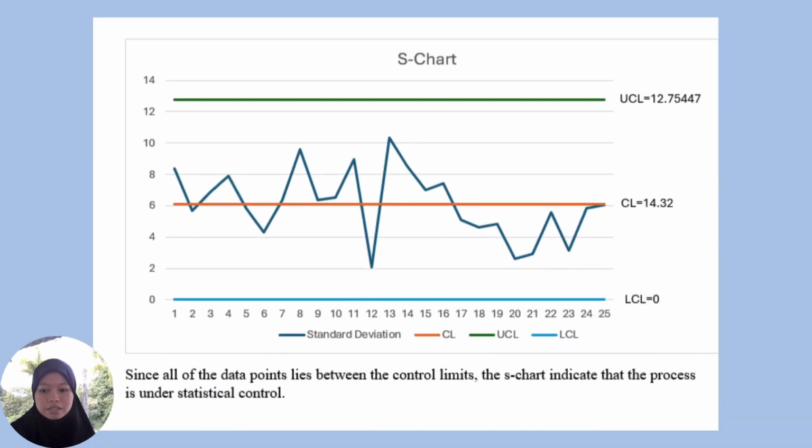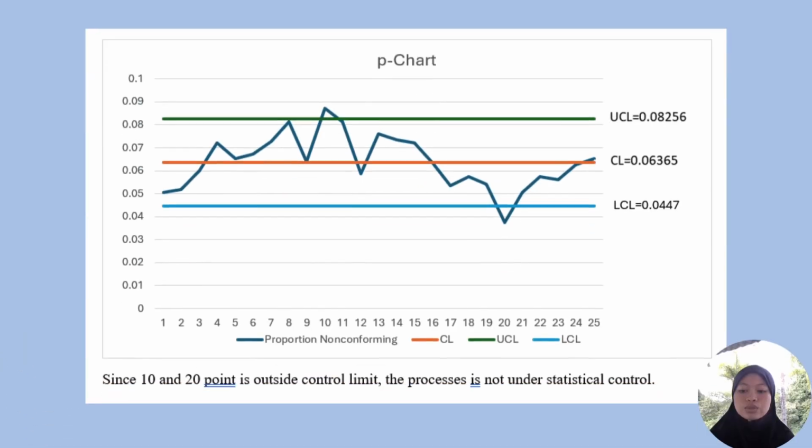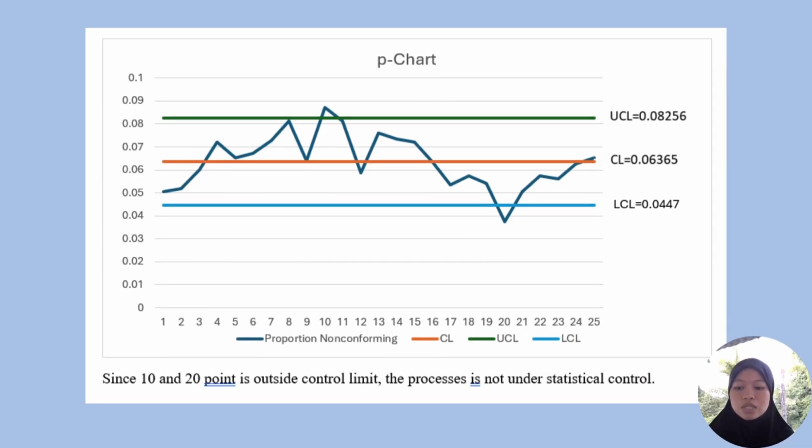The next chart is the S chart. As you can see, the highest variation is sample 13 and the lowest variation is sample 12. This chart does not cross the limit and is still within the control limit. Since all of the data lies between the control limits, the S chart indicates that the process is under statistical control. So next is the P chart, which we use to monitor the stability of our process by tracking the proportion of non-conforming items. As you can see, in this chart, most of the data points are within the boundaries, but we have two significant points that are out of control, which are sample 10 and sample 20. Because they are outside of the limit, we need to revise the control limit.